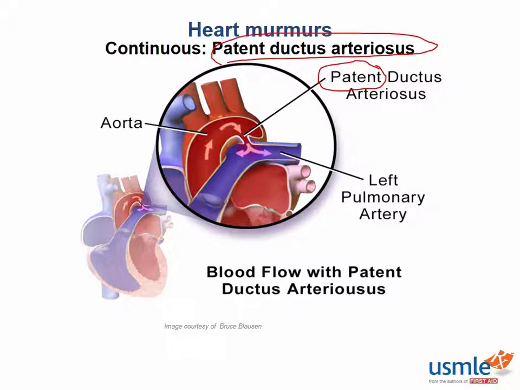And ultimately, this patent passageway between the aorta and the left pulmonary artery results in turbulent blood flow, going from the aorta, or an area of high pressure, to a system of low pressure, or the left pulmonary artery. So this turbulent flow causes a continuous murmur because blood is always flowing from the aorta to the pulmonary artery, whether or not we're in systole or diastole. The two most common etiologies of patent ductus arteriosus are premature babies and congenital rubella.